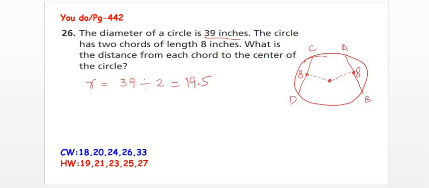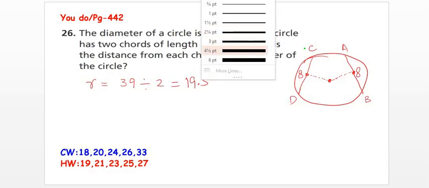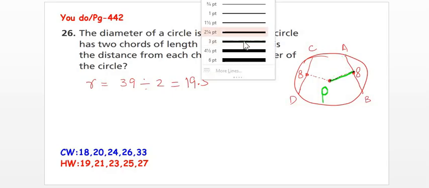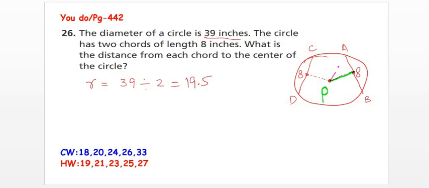So they actually want us to find how long this green line is. I'll not consider both the chords, I will just consider one of the chords. Now because the radius of the circle is 19.5, let's make this point P. If I join the point P with A, because P is the center of the circle, and I'm going to the point A, let's make it with a different color.